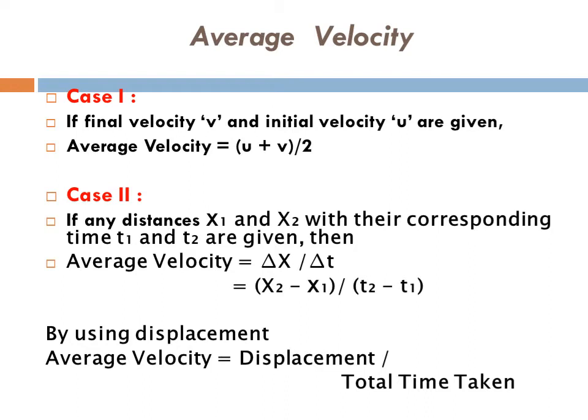In the second case, if the positions x1 and x2, with their corresponding times t1 and t2, are given, then we use the formula: average velocity is equal to del x by del t. Del x means the difference in displacement, that is x2 minus x1. Del t means the difference in time, that is t2 minus t1. In the third case, when we know the displacement, the formula becomes: average velocity is equal to displacement divided by total time taken. Now we discuss some examples based on cases 1, 2 and 3.